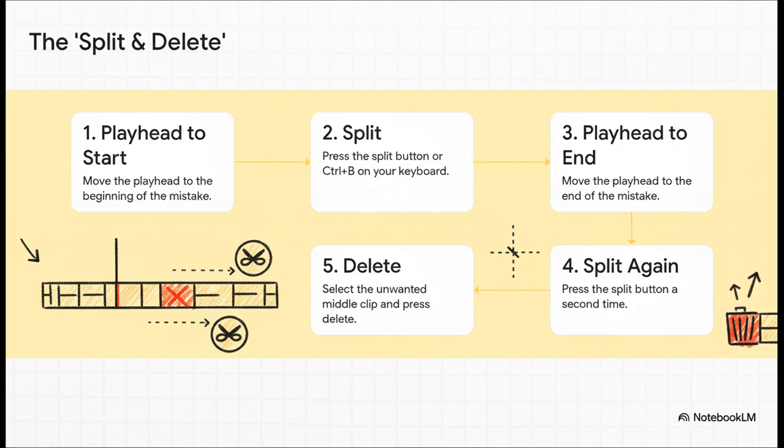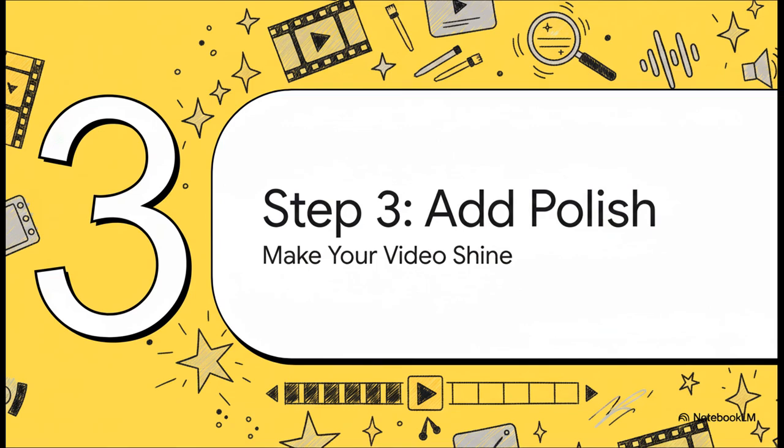So you take that little vertical line, the playhead, and you park it right at the beginning of your mistake. Then you hit split. Next, you move it to the end of the mistake. Hit split again. See what you just did? You trapped that little mistake in its own clip. Now, all you have to do is click on it and hit delete. Poof, it's gone.